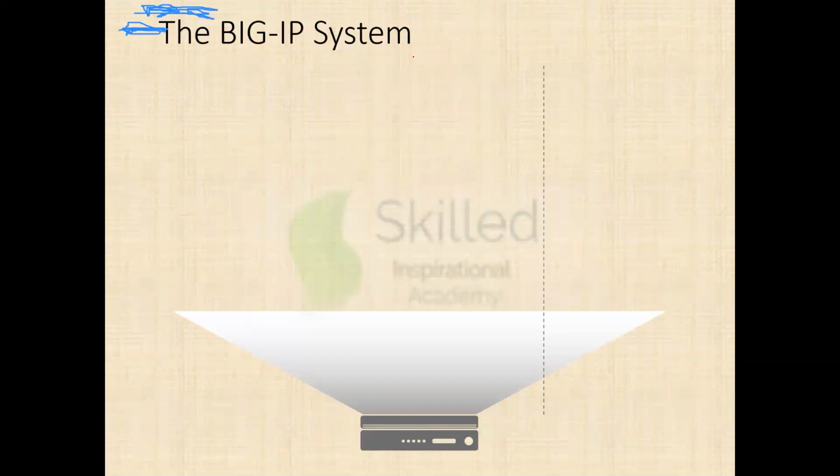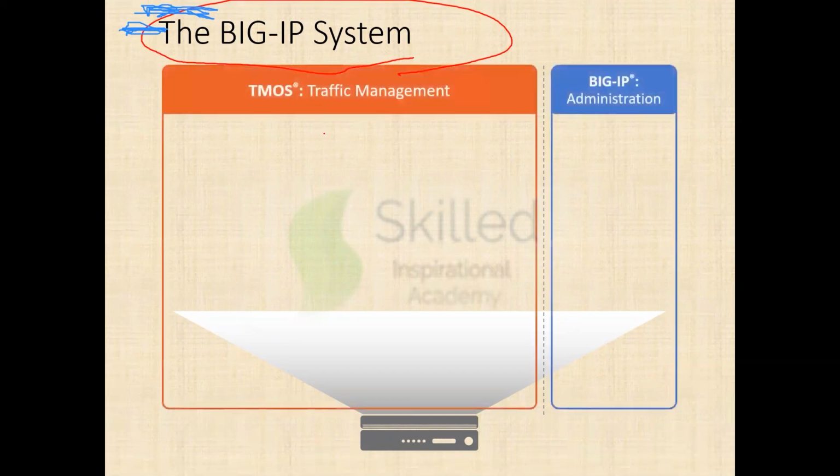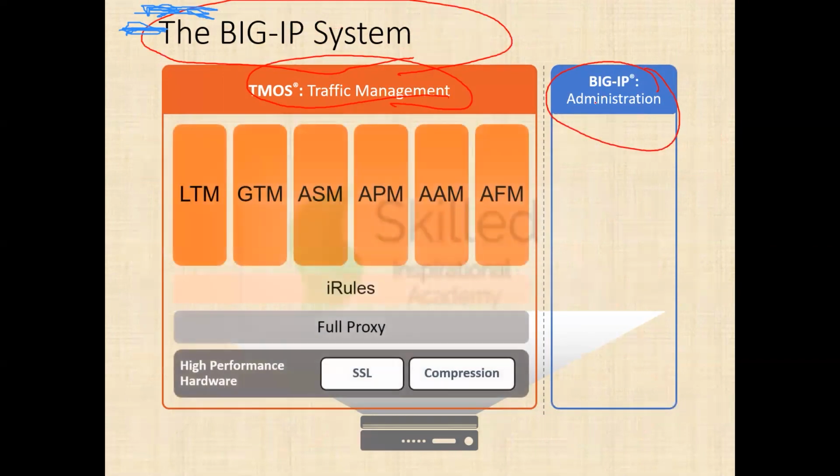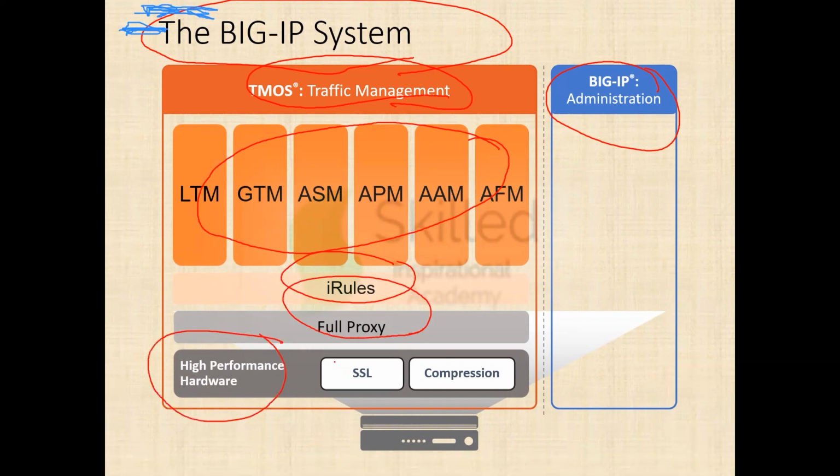So let's go to the BIG-IP system, how it looks like, in a little bit more detail. We have two things: one is traffic management and one is BIG-IP administrator. You can see we have different modules in our TMOS: LTM, GTM, ASM, APM. We have iRules to modify traffic. And since F5 is high performance hardware, SSL is a great feature so that your connections can be secured, web applications can be secured, and we can use compression.